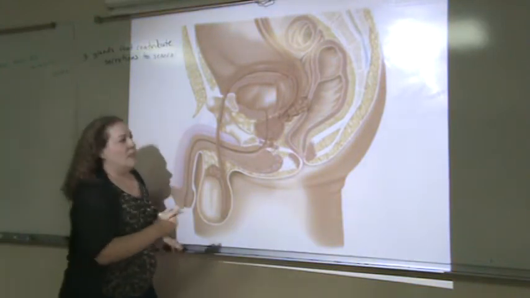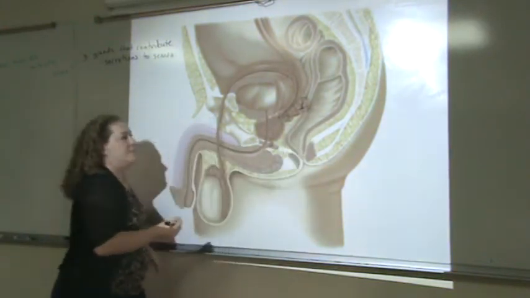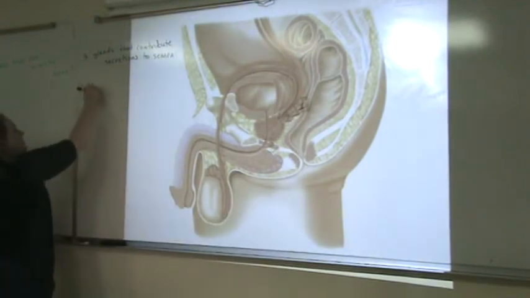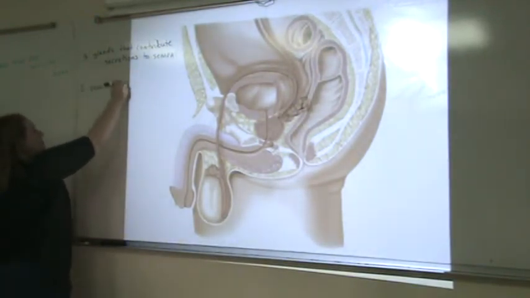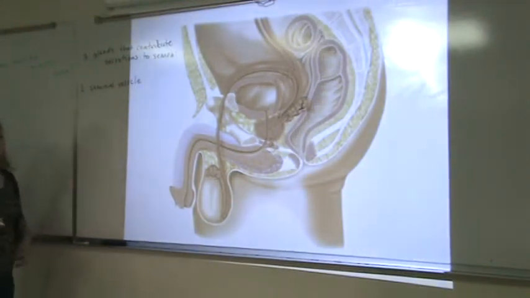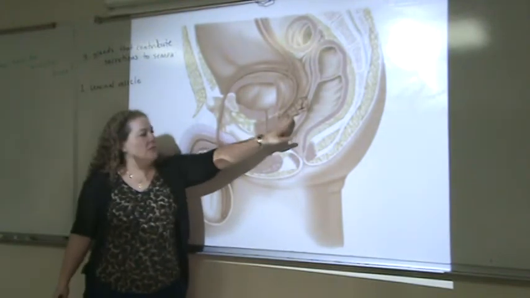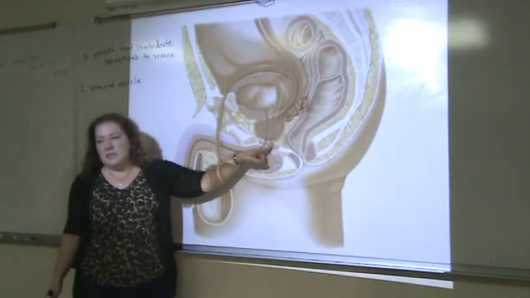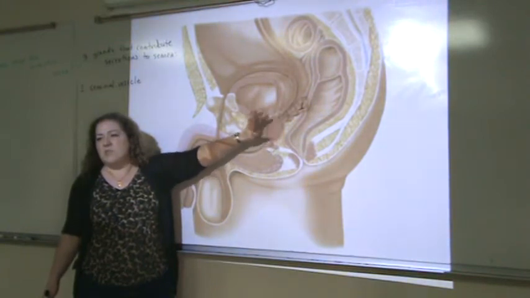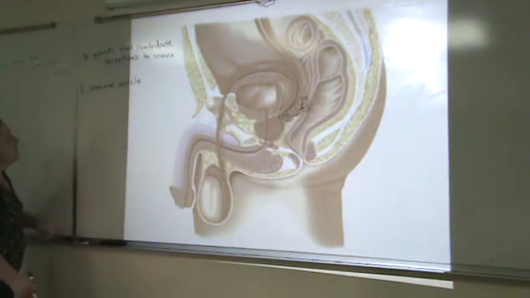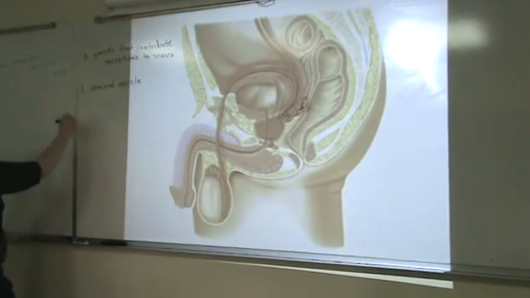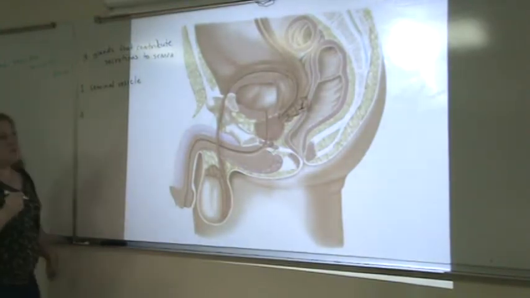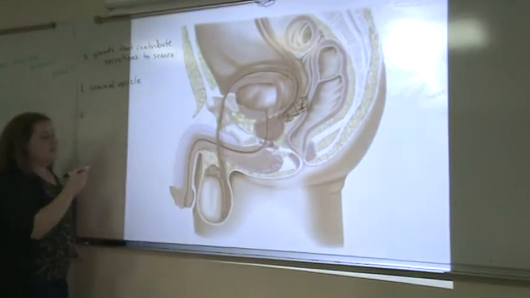Okay, number one, I'll just label it like that. Number one, that's called seminal vesicle. Seminal vesicle. It's named after semen. And you have two of these, only one prostate. And that's more obvious when you get to the 3D models in lab. So number 1, seminal vesicle. Number 2 is prostate.